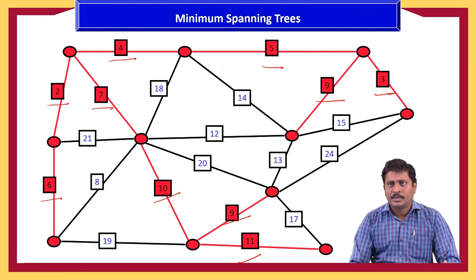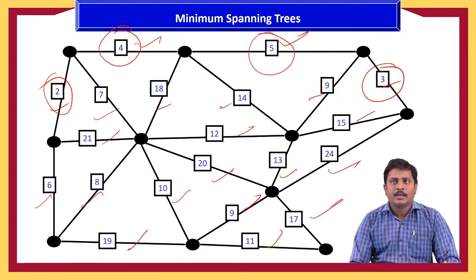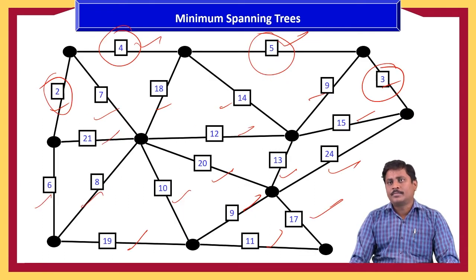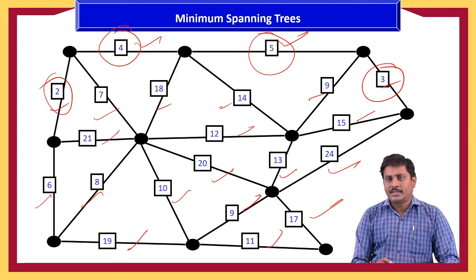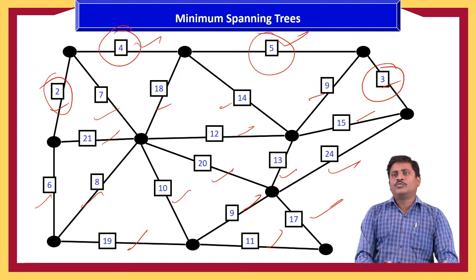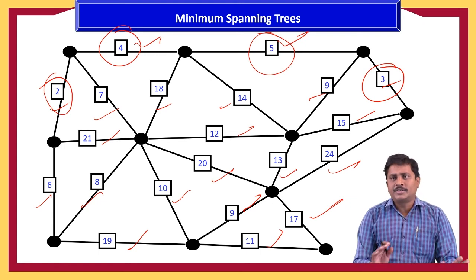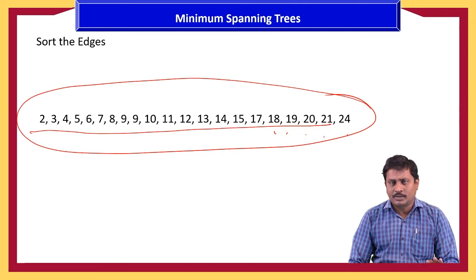Once again, I am repeating finding the minimum spanning tree using Kruskal's algorithm. Here is the given graph. For this graph, we find the minimum spanning tree using Kruskal's algorithm. First we sort all these edge cost values in increasing order. That is shown in the next slide.